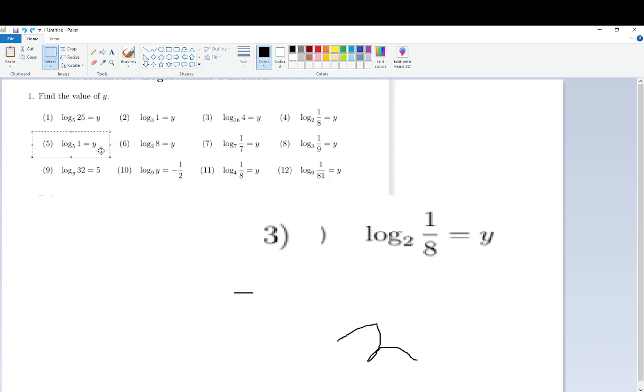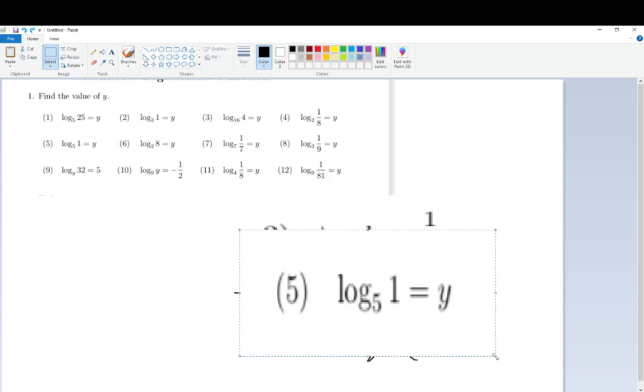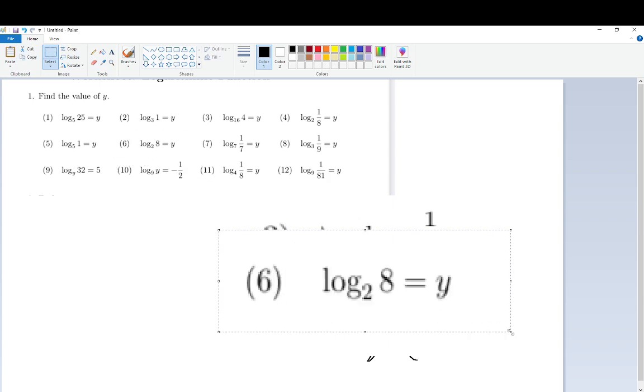5 to the 0 will get you 1. A tricky one. This one, oh no, that's not tricky at all. The answer is 3. 2 times 2 times 2.